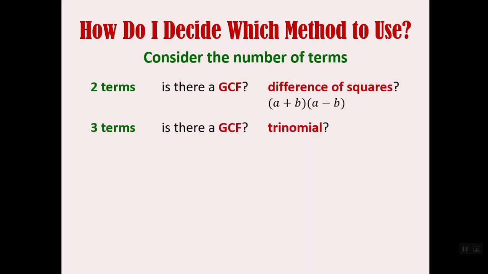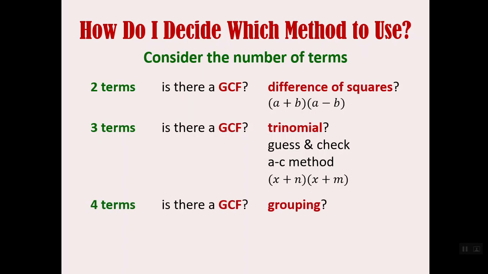Okay, if there are three terms, first thing you do is ask yourself, is there a GCF? If there is, factor it out. And then you need to see, is it a trinomial set up in the x squared, x, constant format? If that's true, then you can either use the guess and check method, or you can use the AC method to factor that trinomial. And that ends up being two binomials, usually x plus something else in that general format.